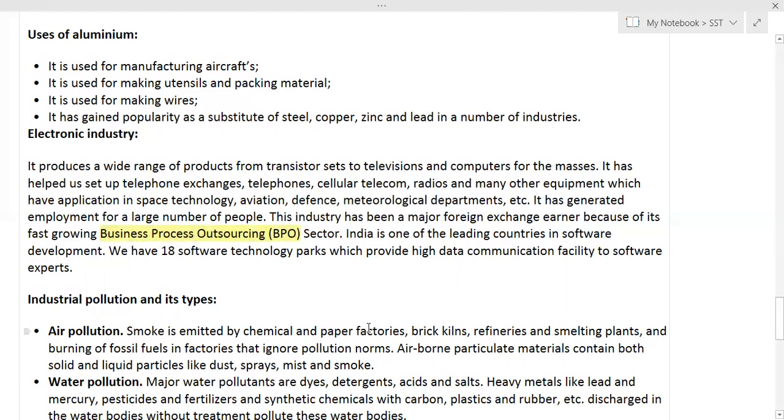India is one of the leading countries in software development. We have 18 software technology parks which provide high data communication facilities to software experts. How many? 18 software technology parks. Okay, let me show you these parks.